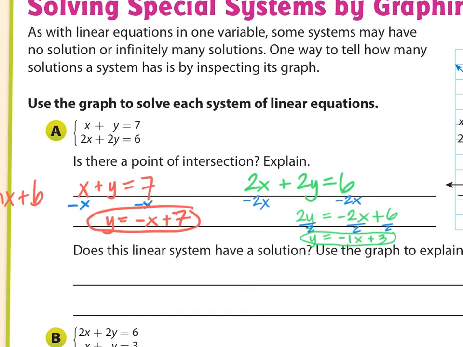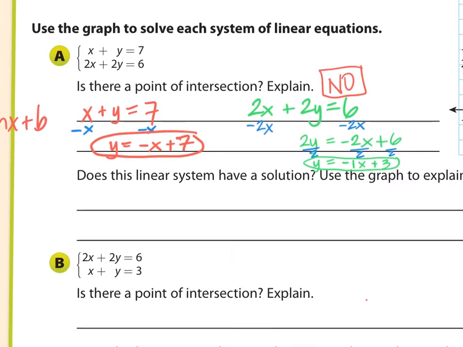So the question here is saying, is there a point of intersection? Explain. So I am not actually going to write down the explanation, but the answer is no, there's no point of intersection. Okay, they have the same slope. You can use that as your explanation, but they're not going to intersect, so there is no solution. There's no answer to this.